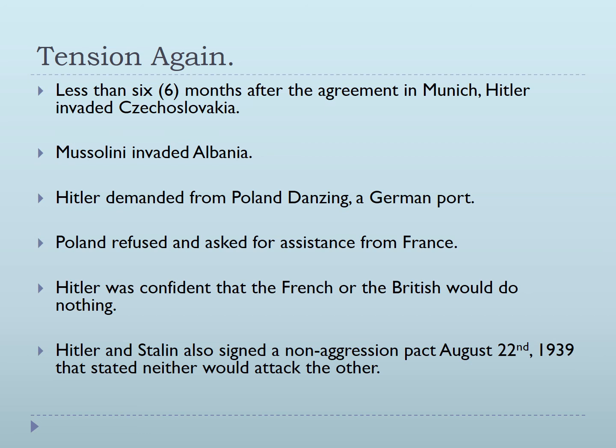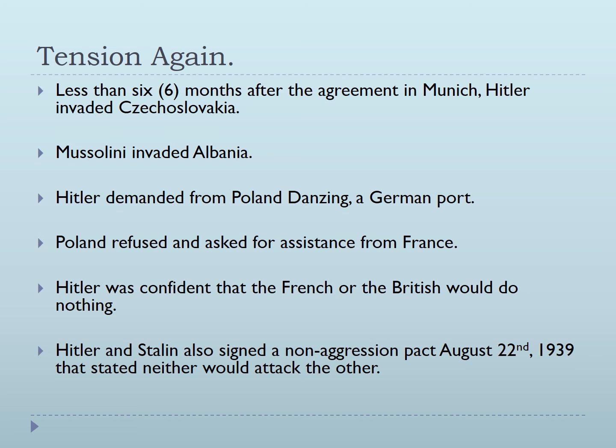So less than 6 months after the agreement in Munich, Hitler invades Czechoslovakia and takes over the entire country. So he breaks his promise that he wasn't going to take Czechoslovakia. Mussolini then turns around and invades Albania. So again, these dictators are just not following through with their promises. Hitler then demanded from Poland this German port known as Danzig. Okay, Poland refuses, and they ask for assistance from France. Hitler is, again, pretty confident that the French or the British would do nothing. Nobody stopped him yet, so he doesn't believe anybody will stop him now.